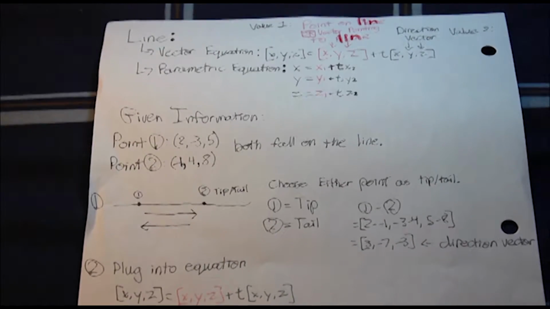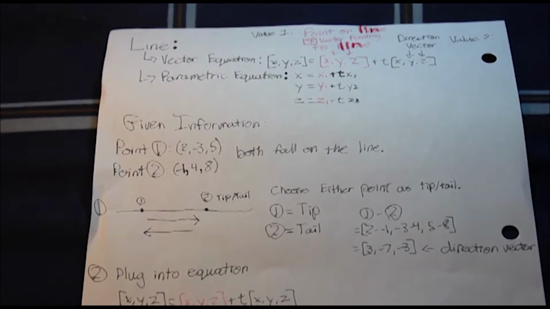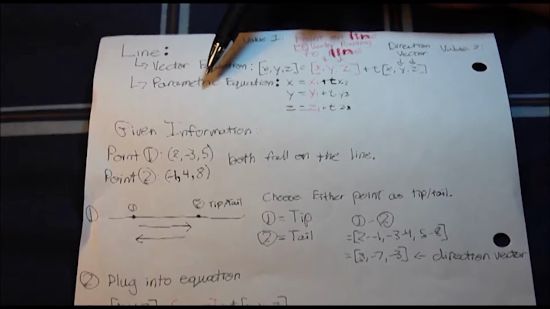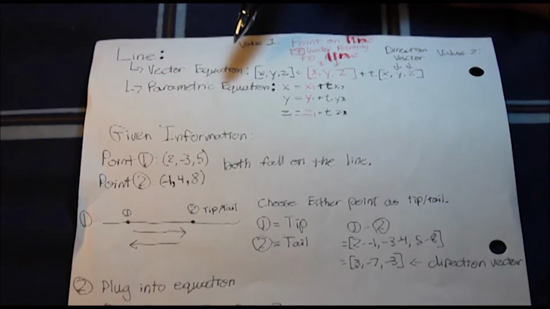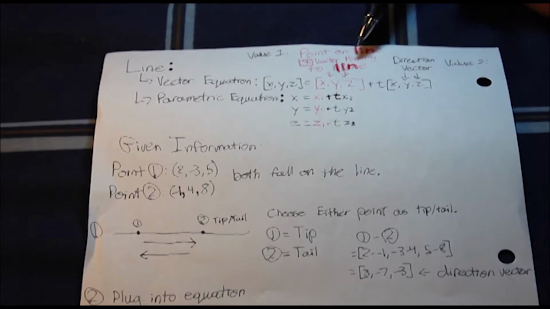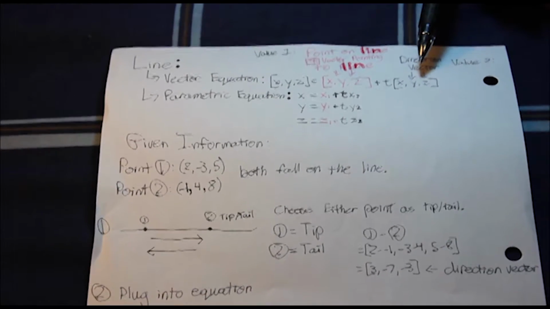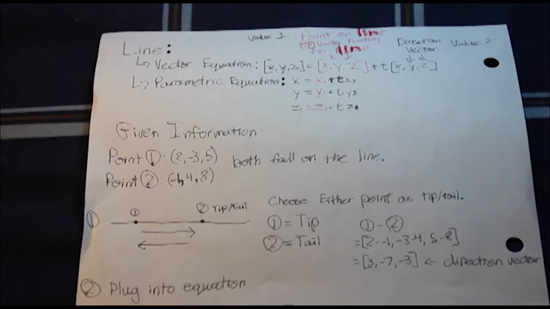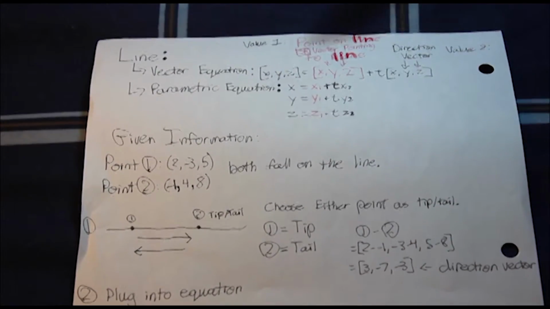There are three equations that you can have with a line. In this case, we only have to deal with two: the vector equation and the parametric equation. With the vector equation, there are two pieces of information. The first is a point on the line, or a vector pointing to the line. The second piece of information is the direction vector. This is a vector anywhere on the line that goes from one point on the line to a second.